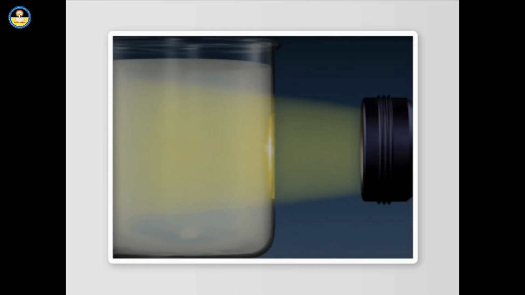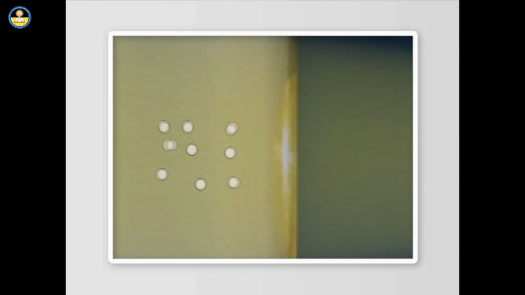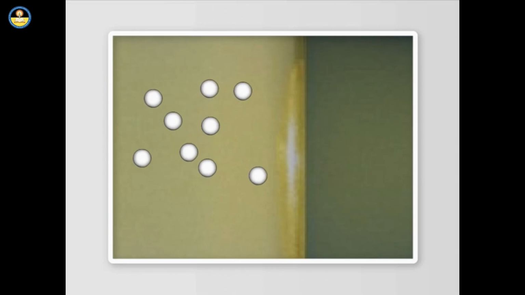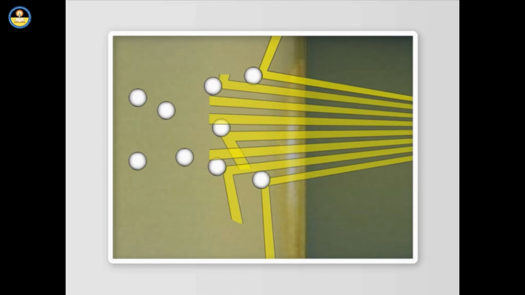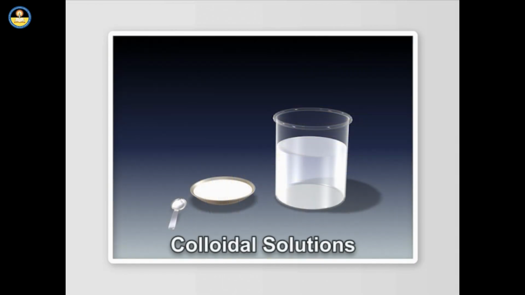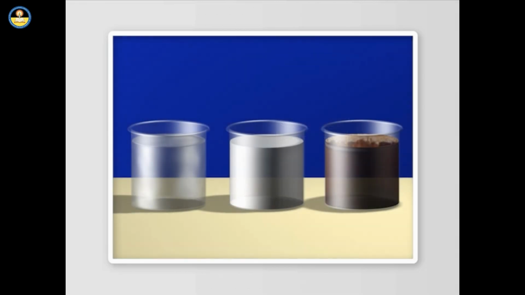However, if a beam of light is passed through this milky solution, the path of the beam of light becomes visible. This shows that in milk, the fat particles are big enough to scatter the light. These types of mixtures are heterogeneous and are called colloidal solutions. Let us now come to the conclusion.